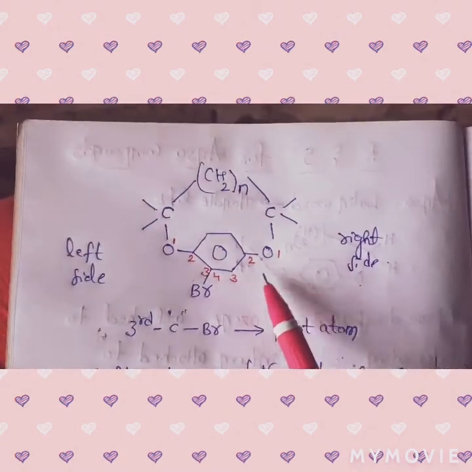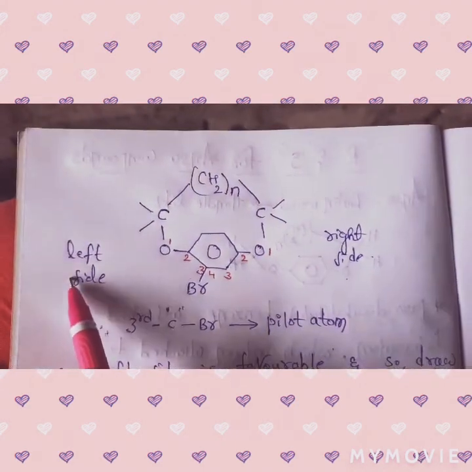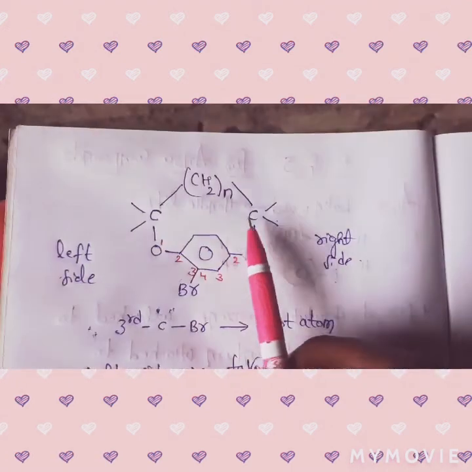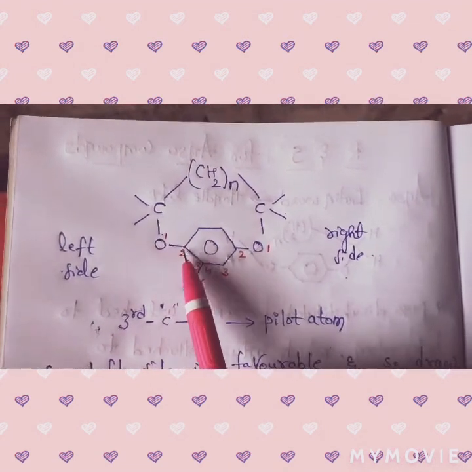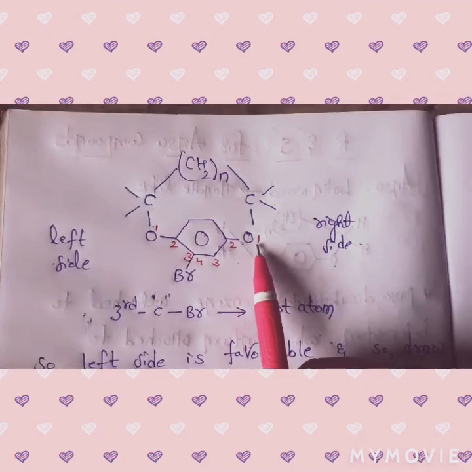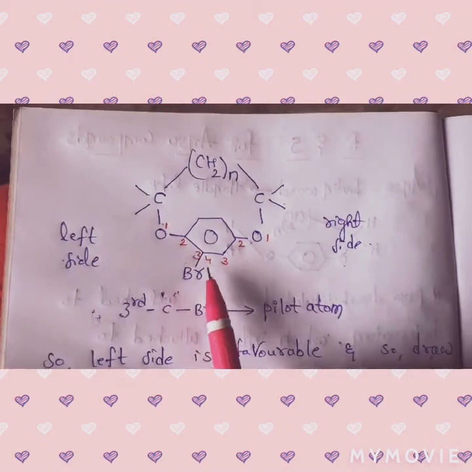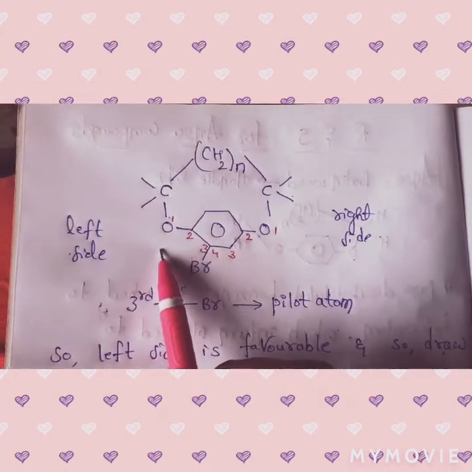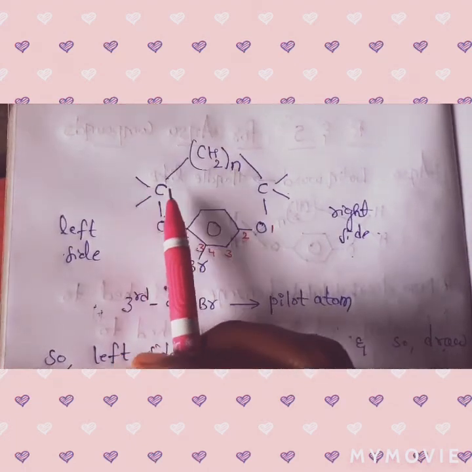Let us observe this. This is the right side of this molecule and this is the left side. First we have to find the pilot atom. Before finding the pilot atom, we should give numbering starting from the heteroatom. So 1, 2, 3. Next, from this side also we have to start giving numbering: 1, 2, 3, 4. According to our rule, the side with the least priority substituent should be preferred, and the CH2 group present on that side should be considered as the pilot atom.